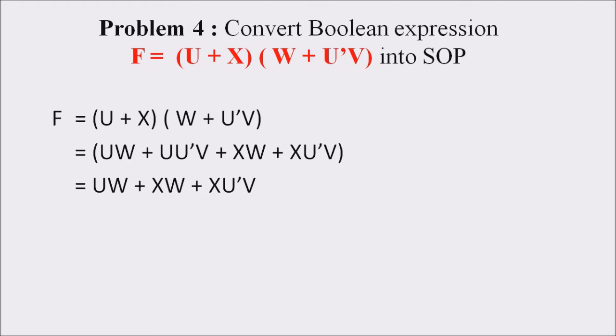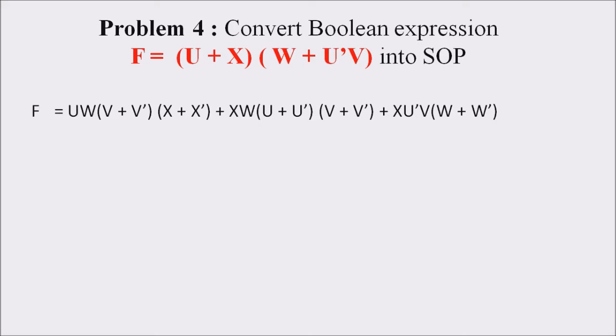Here in this function, we can see four variables: U, V, W and X. According to the SOP representation, all the terms must have these four variables. The first term, UW, is missing the variables V and X. Therefore, we have to add (V + V bar)(X + X bar) to the first term. The second term, XW, is missing U and V, so it should be multiplied with (U + U bar)(V + V bar). And the third term is missing W. Therefore, the third term should be multiplied with (W + W bar).